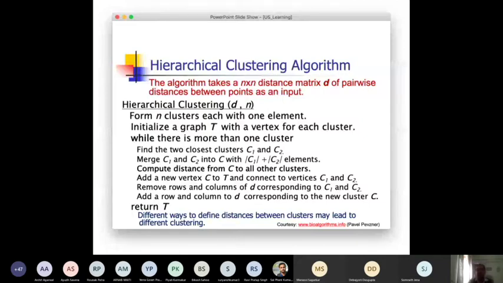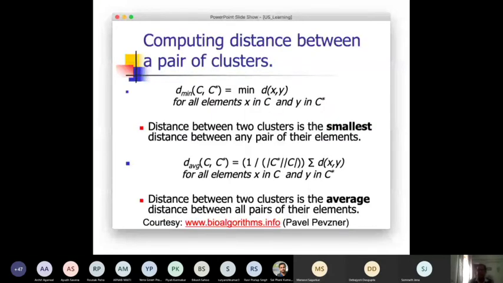And this is showing how you can compute the distance between two clusters. As I mentioned, there is no unique definition. There could be different definitions. It could be the minimum of all pairs of distances. It could be the average of all pairs of distances. It could also be other functions, like the Hausdorff distance function, etc., that could be used.